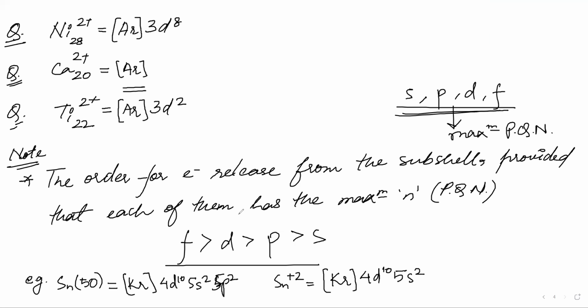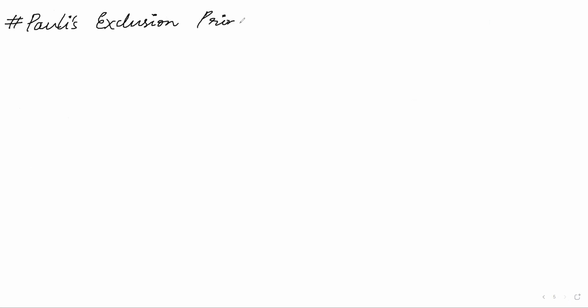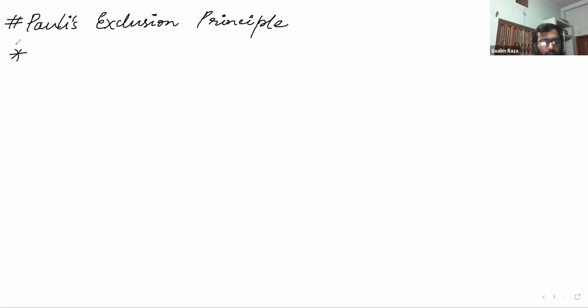Yes, sir. So we are done with writing of electronic configuration. The new concept that we will start, and you have got a bit about this earlier also, is Pauli's exclusion principle. What does this state? The statement we have covered earlier also. What does it say?